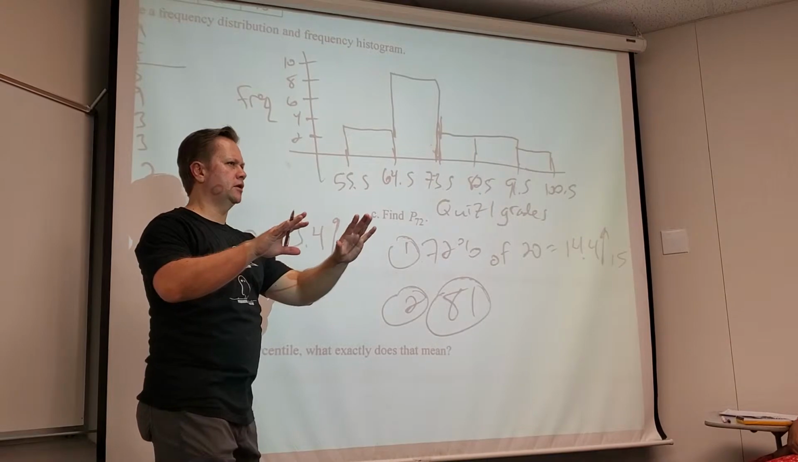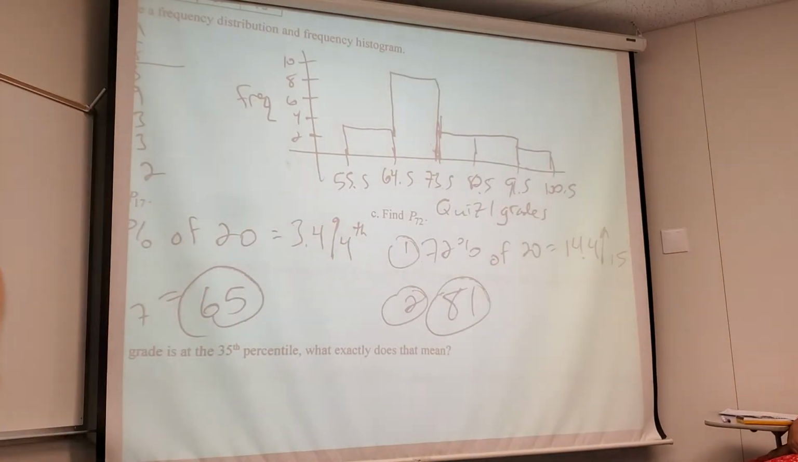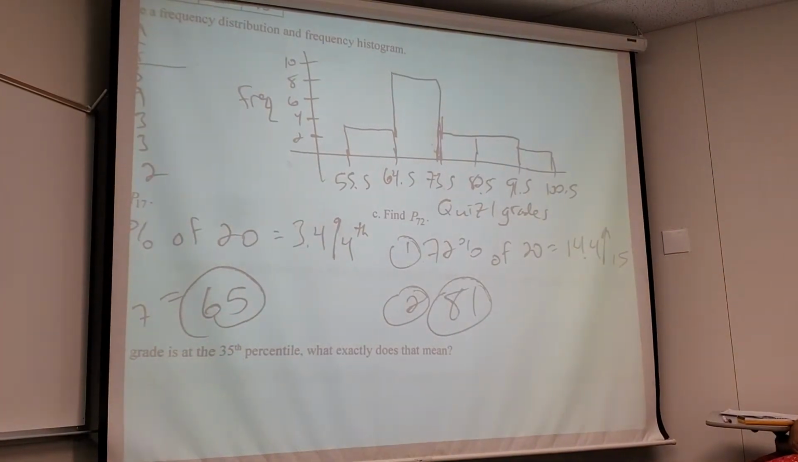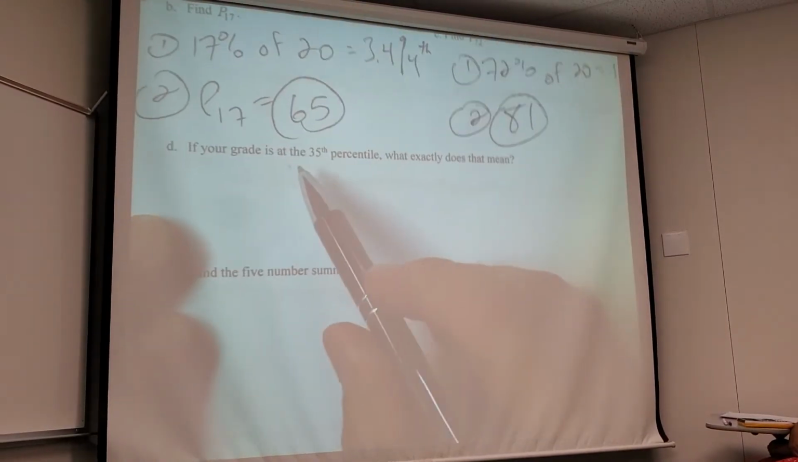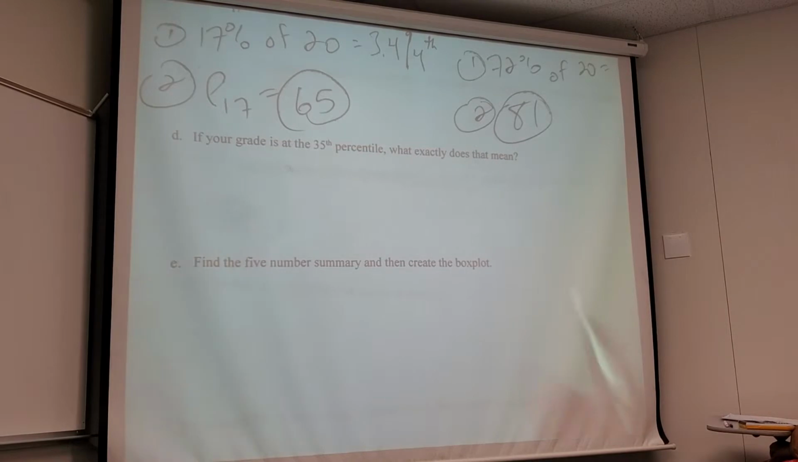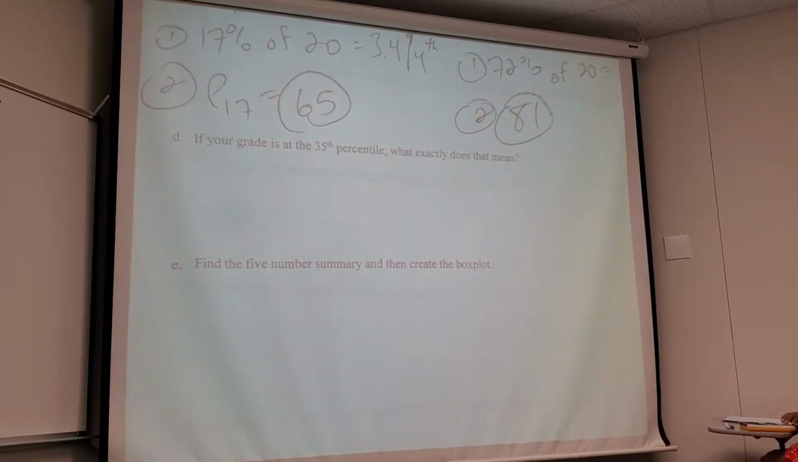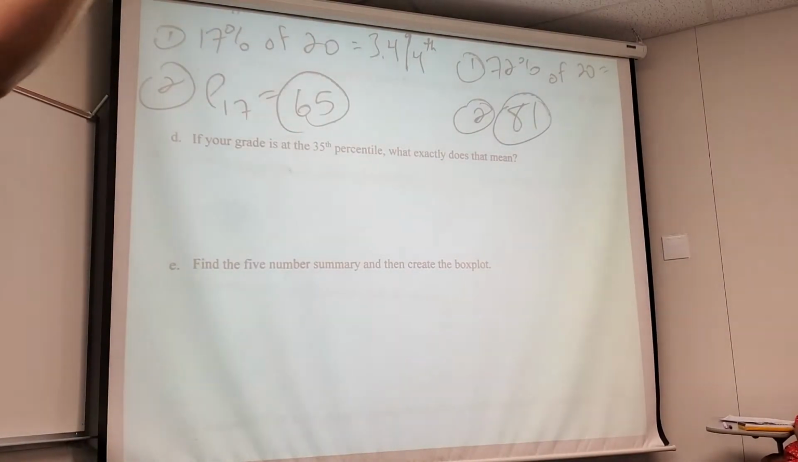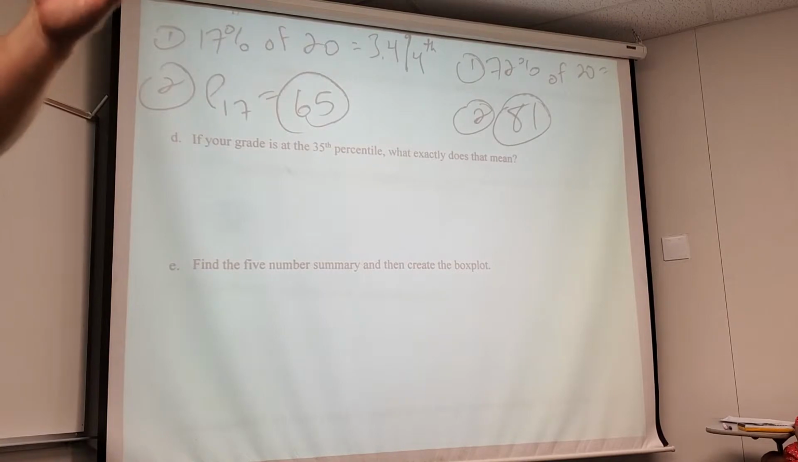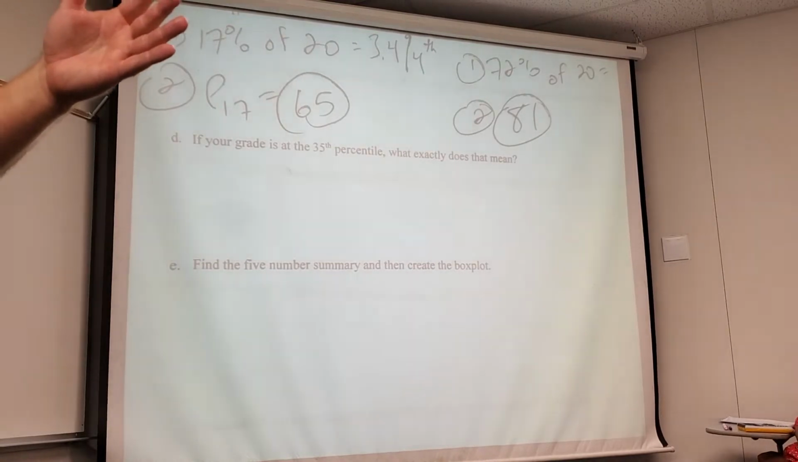Anything else? You guys all right? Okay. So what does this mean? What does the 35th percentile always mean, but then bring in the actual physical situation? 35th percentile always means what? That data point had 35% of the data below it.